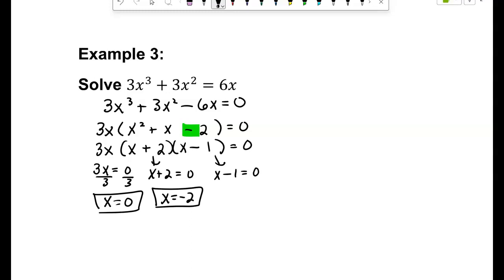Then we have here x minus 1 is equal to 0. What should x equal? Okay, now here's a question. How many answers do I have? 3. What was the degree of my equation? 3. Oh, hey, that's kind of cool.